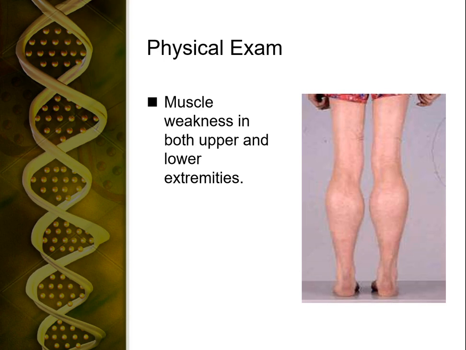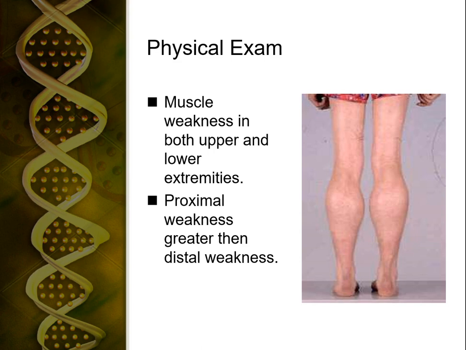On exam, there's muscle weakness in both the upper and lower extremities. Proximal muscle weakness is more significantly affected than distal. So here are the proximal muscles up here, but you can see this hypertrophy of the calves because, again, the fat is taking over the muscle.